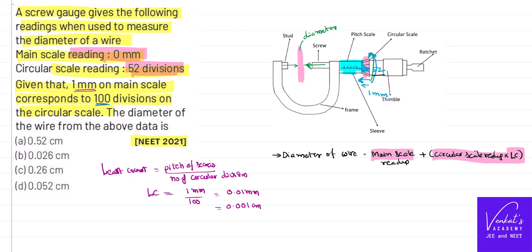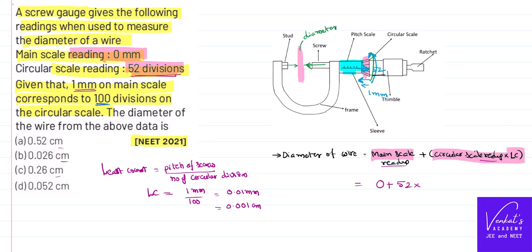Now I know the least count already. I can get the diameter of the wire as the main scale reading, which was given as 0 in the problem, plus the circular scale reading. It is given that the circular scale coincides after 52 divisions of rotation of the circular scale, that is 52, multiplied by the least count.